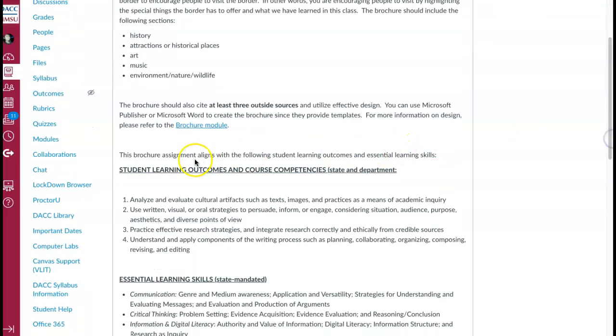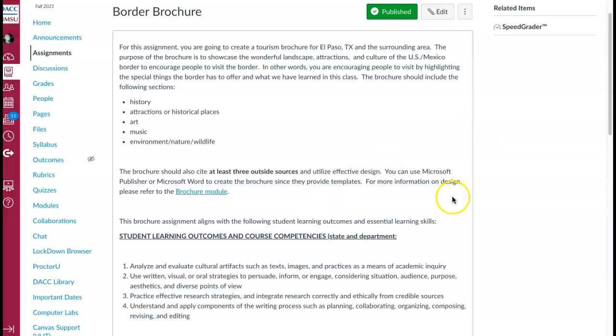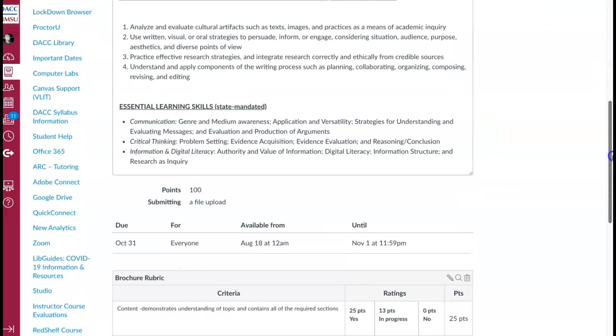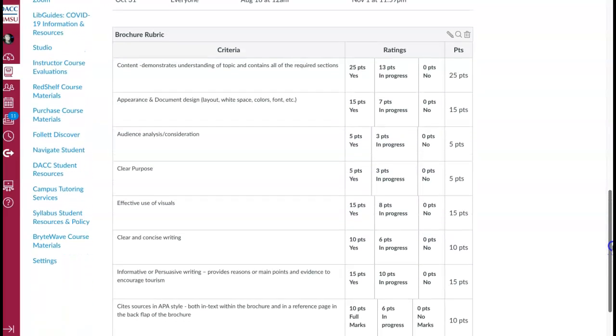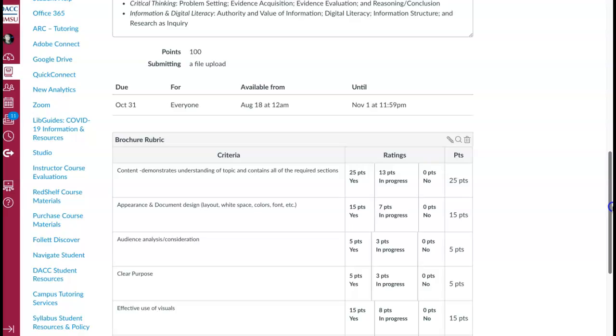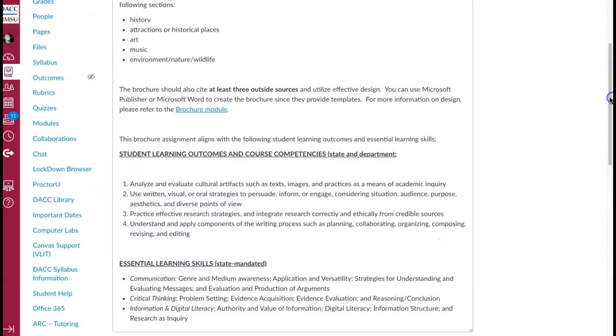Okay, so let's go ahead and go over the brochure module. These right here are basically the student learning outcomes for the course, and it basically tells you which essential learning skills are met by this assignment. So you can go ahead and read that as well. And I do have a brochure rubric, so you can go ahead and look at that as well so that you know what your grade is going to be based on. This is worth 100 points. So let's go ahead and look at the brochure module.